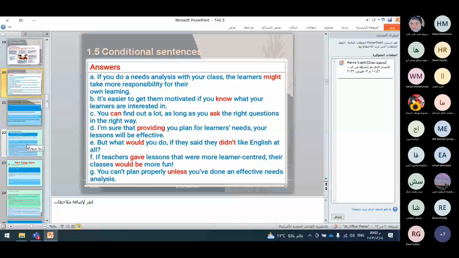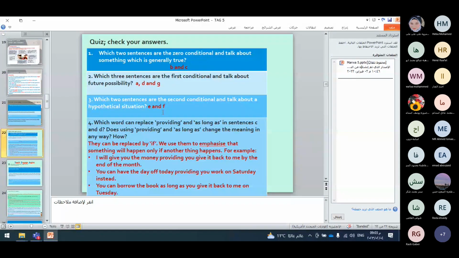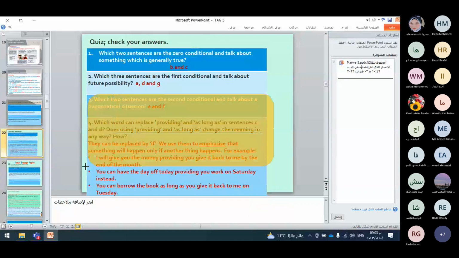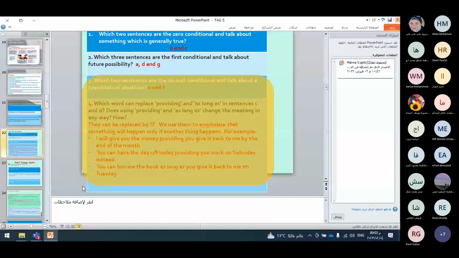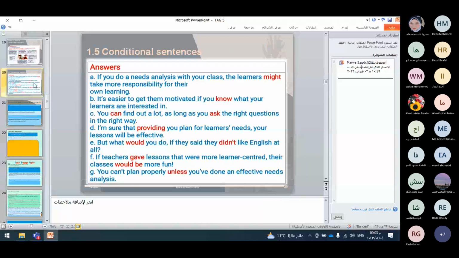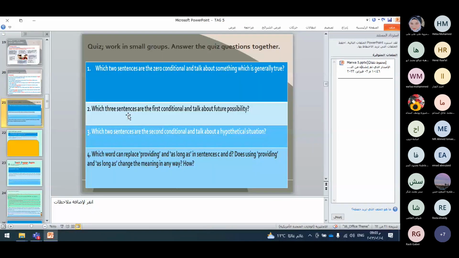Okay, just a second. Let me hide this from you, not to see the answers. Okay, apply a trick here. Wonderful. The sentences again. Number 3. Which two sentences are the second conditional and talk about?